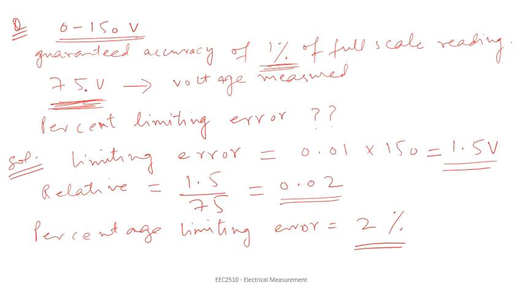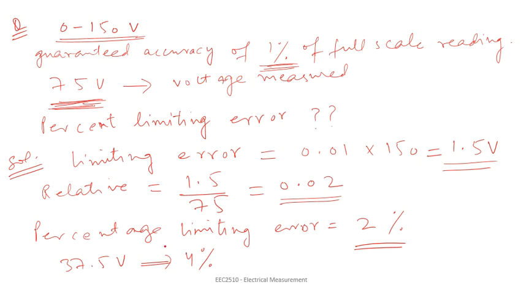That means, suppose you make this 75 volt as 37.5 volt, that is half of this 75. In that case the error would become 4%. You can very easily calculate, just 1.5 divided by 37.5 into 100, that will become 4%. So if the meter reads 37.5 volt, the error would become 4%.